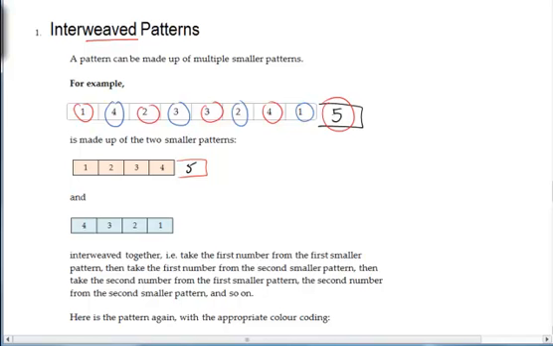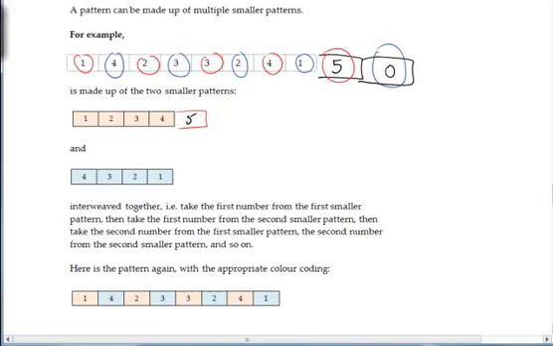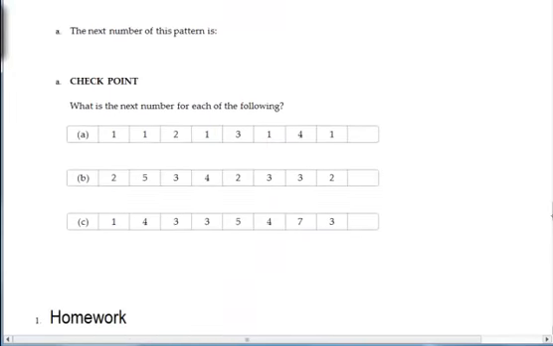As an extension, could we all see what the next number would be? Well, we've just done a red one, so the next one would be blue. On the blue pattern, what's the next number? We've got 4 3 2 1. The next number is easily 0. Okay, so that is an example of an interweaved pattern. Let's have a look at some more examples.